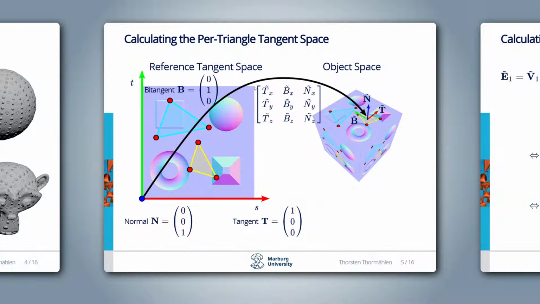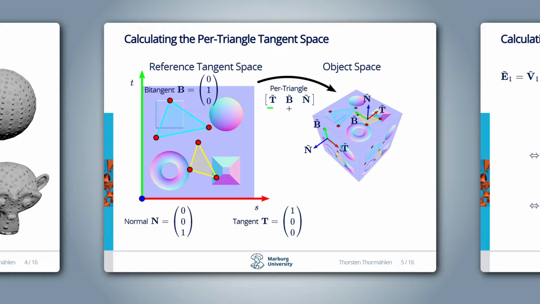If we knew t tilde, b tilde and n tilde, we could set up a 3x3 matrix where the column vectors are t tilde xyz, b tilde xyz and n tilde xyz. This matrix transforms any normal direction in the reference tangent space to a normal direction in the per-triangle tangent space. This would give us a per-triangle tBn matrix. For example, this blue triangle here has a different normal than the yellow triangle, and the tangent and the bitangent also point in a different direction.